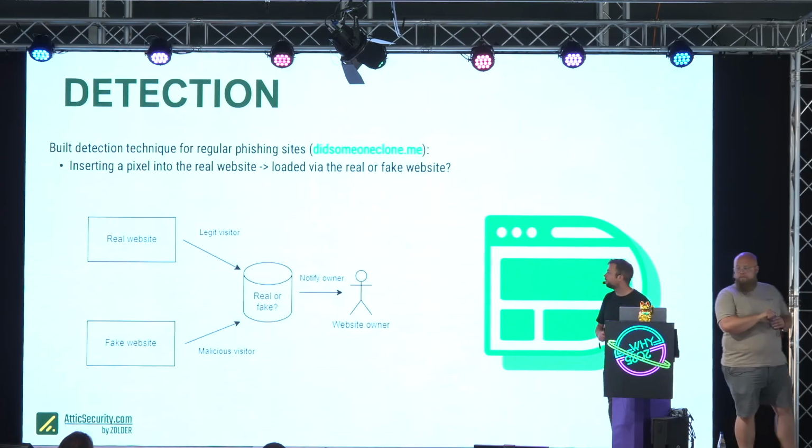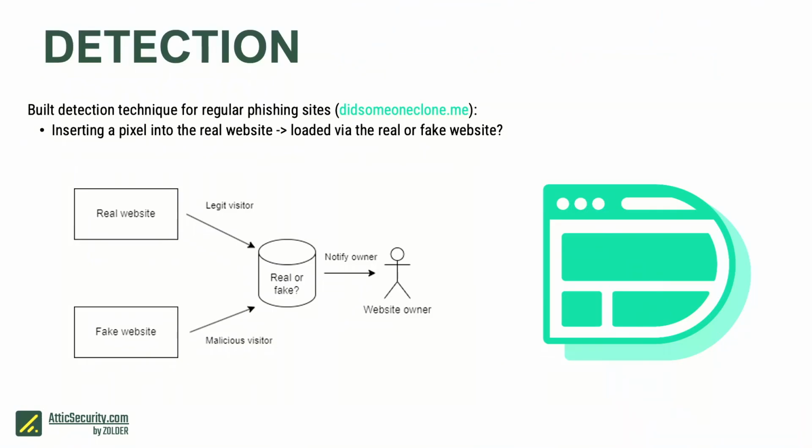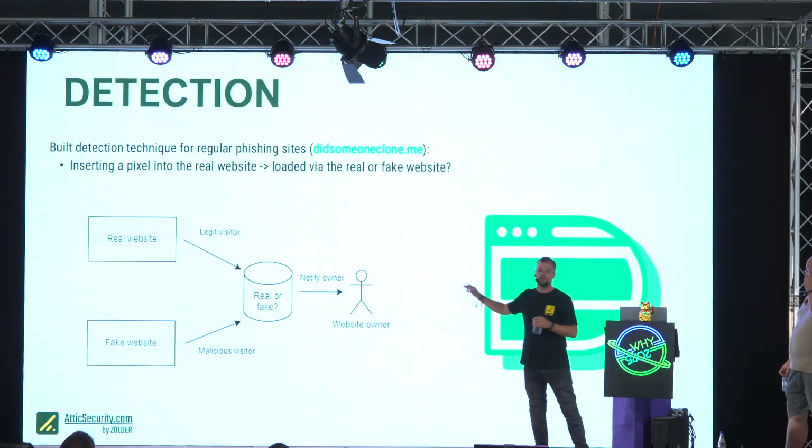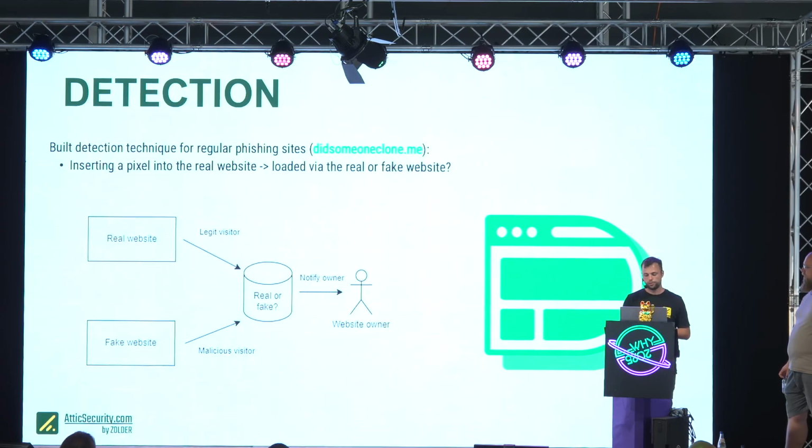We also tried to develop our own detection mechanism. At the same time as this project, we were working on Resemble, a website which allows you to detect copies of your own website. The concept is pretty simple. You put some code within your real website, and whenever this code is loaded from a fake website, you will get an alert as the website administrator.